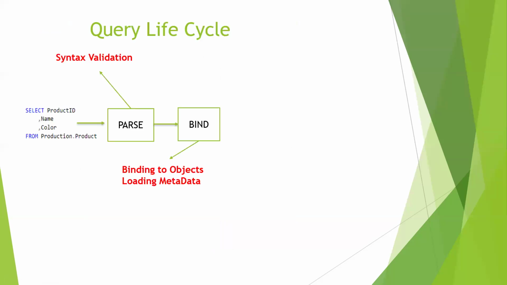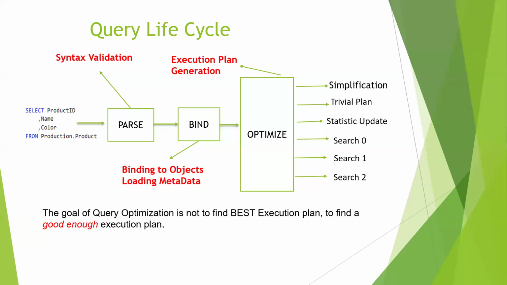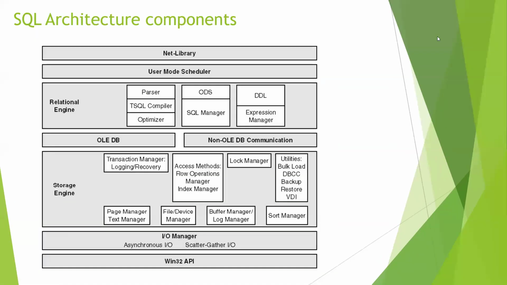This is the query life cycle that we have discussed. Now let's go with the further topic. In architecture, if you remember the diagram that we discussed, the network libraries are fine, because network libraries exist on the client side and server side, where the communication, the handshake, happens between the client and the SQL database.